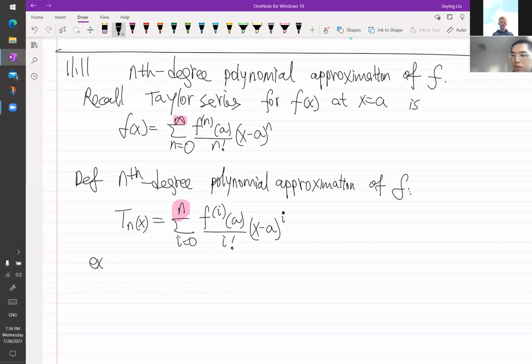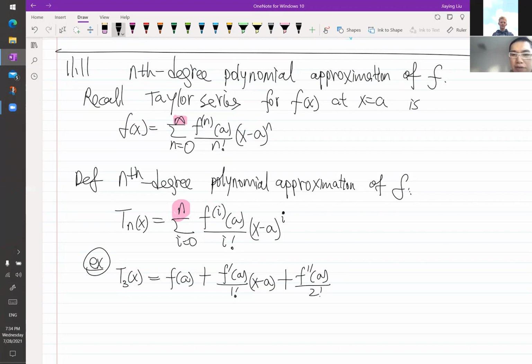For example, if we want to find the T sub 3 of x of f of x, that will just be the first 4 terms of the Taylor series. So that will be f of a plus f prime of a over 1 factorial times x minus a. And we stop at i equals 3. So that will be f second derivative of a divided by 2 factorial times x minus a squared, and then f third derivative of a over 3 factorial times x minus a cubed.